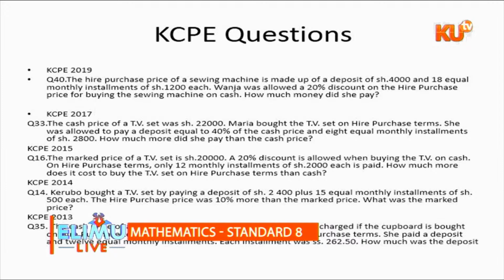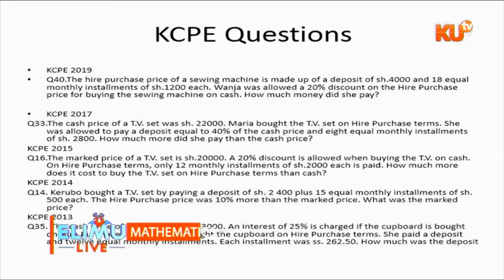We see what the question was all about. So I read the question. The hire purchase price of a sewing machine is made up of a deposit of 4,000 shillings and 18 equal monthly installments of 1,200 each. Wanja was allowed a 20% discount on the hire purchase price for buying the sewing machine on cash. How much money did she pay?